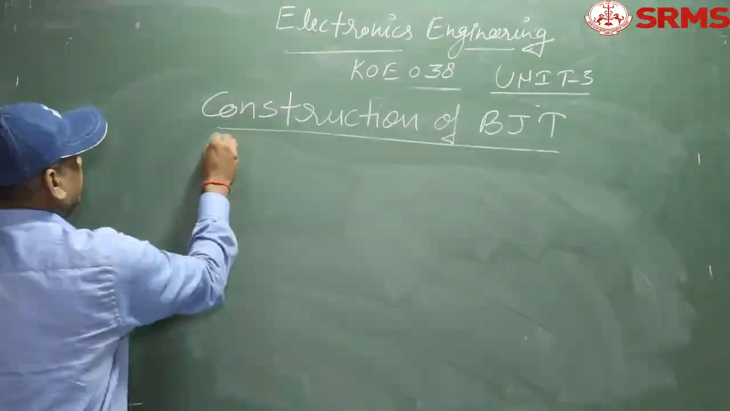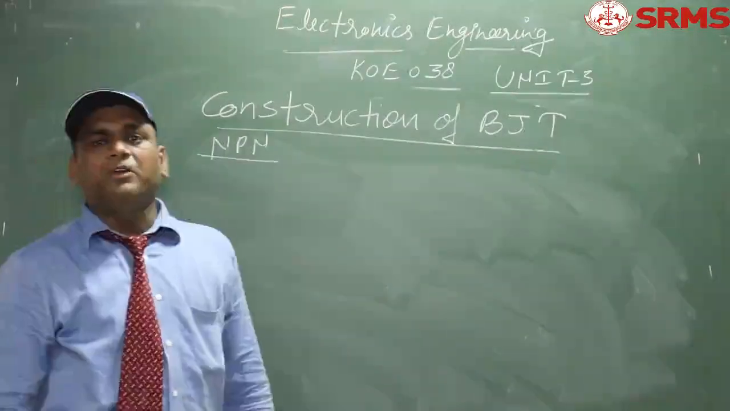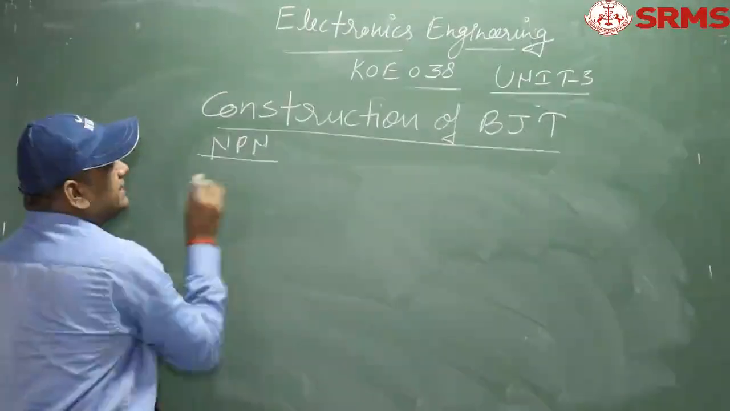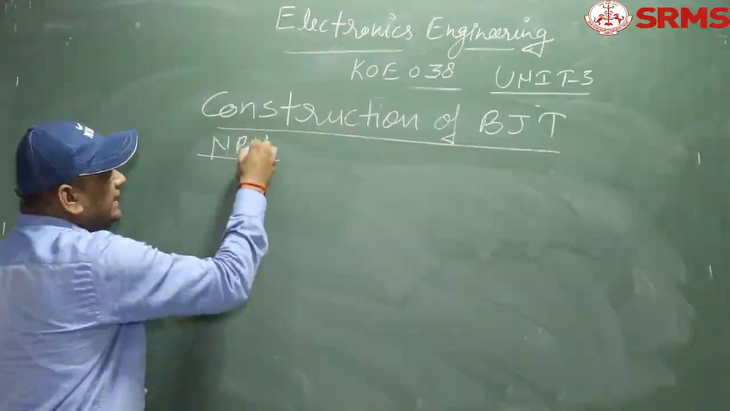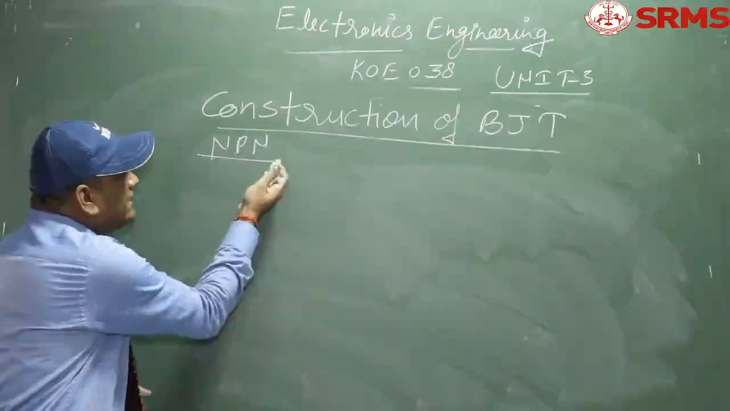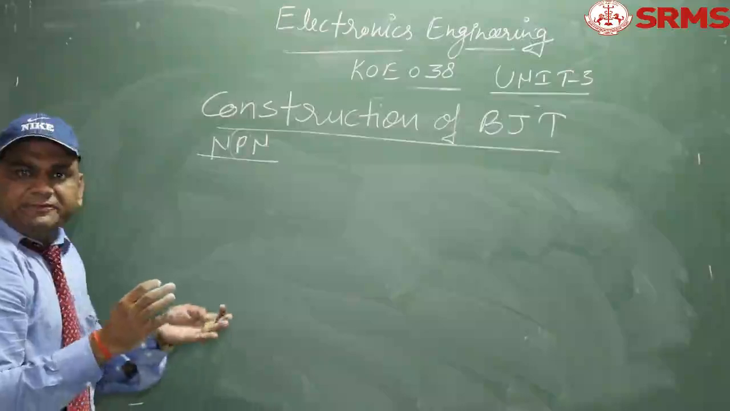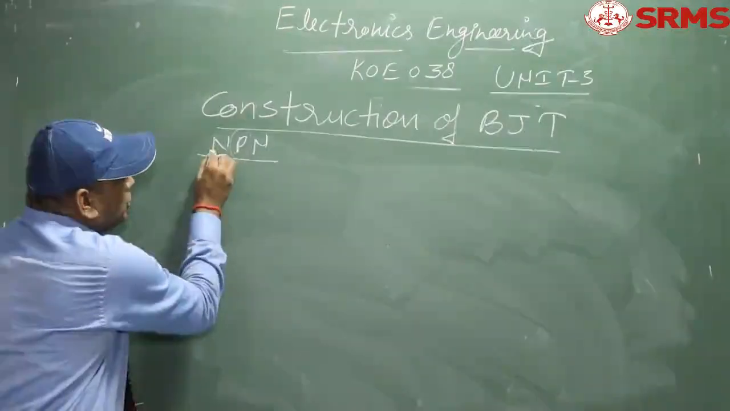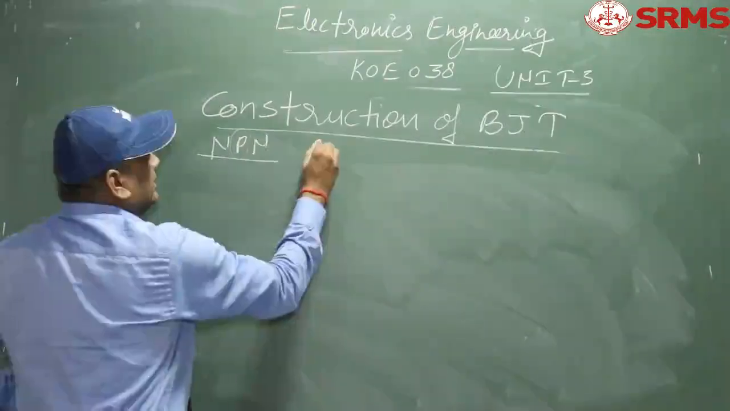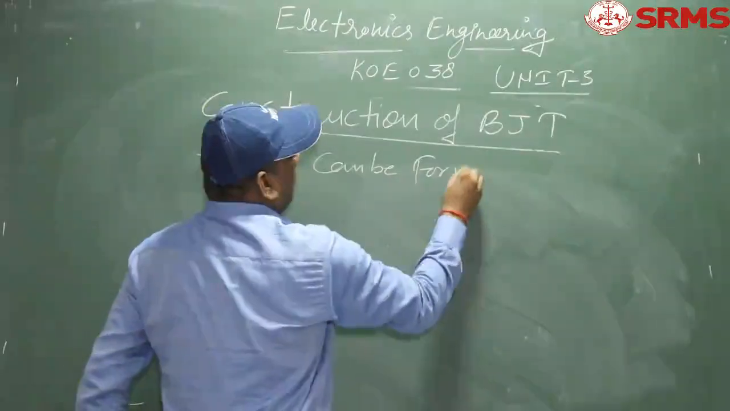We will start with NPN because the NPN transistor is more popular. As you can see here, we can construct the NPN transistor by putting a thin slice of P-type semiconductor material. We can form the NPN transistor by sandwiching a P-type semiconductor slice, which must be thin, between two opposite type of semiconductor material, that means between n-type semiconductor material.